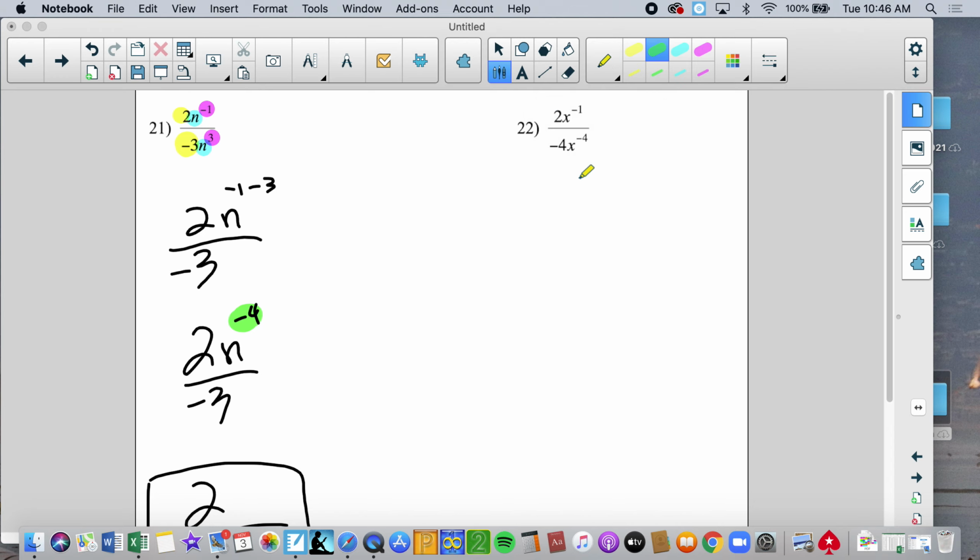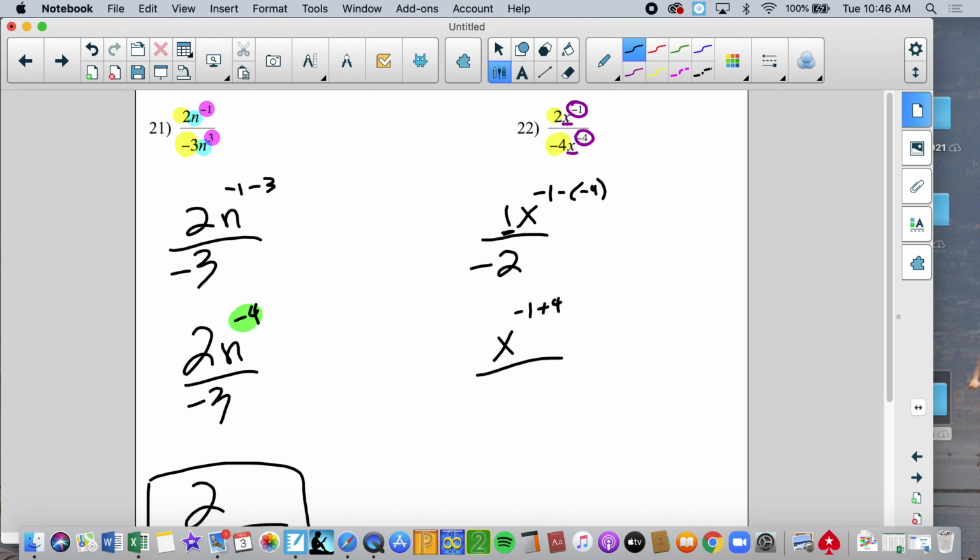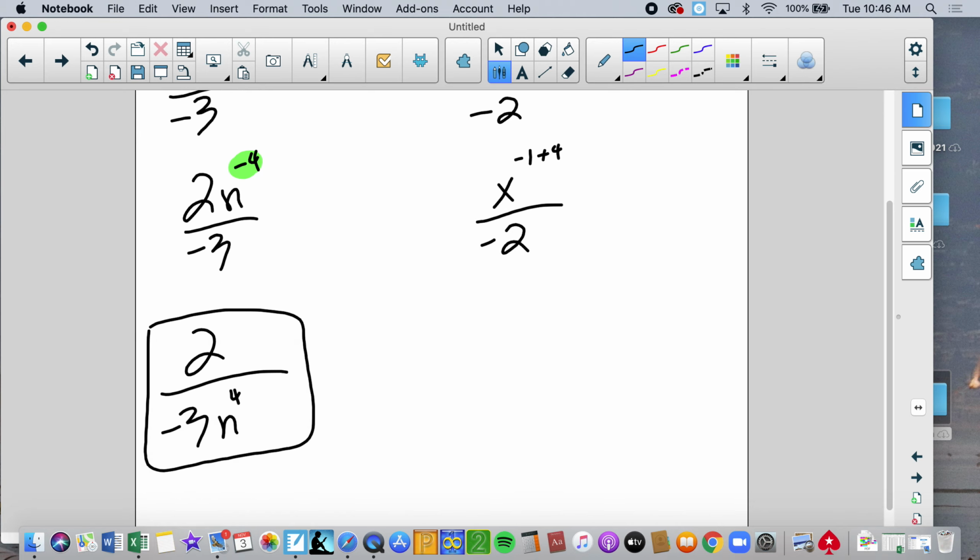Let's look at this one. We deal with the coefficients again. 2 and negative 4. So if I saw that fraction, how would that reduce? That would reduce to 1 over negative 2. And then we have like bases, so we have to deal with those exponents. That becomes x to the negative 1 minus negative 4. I'm going to drop off this coefficient of 1, and I'm just going to write x to the negative 1 plus 4 over negative 2. I'm going to simplify that, x to the 3rd over negative 2. That would be my final answer.